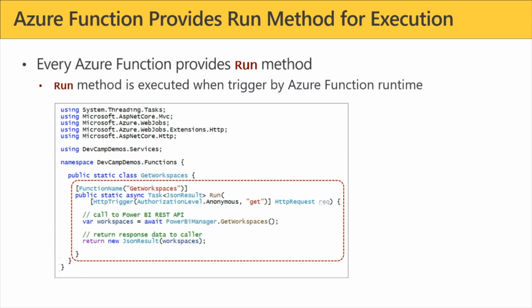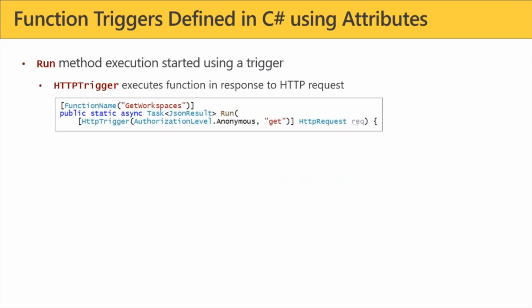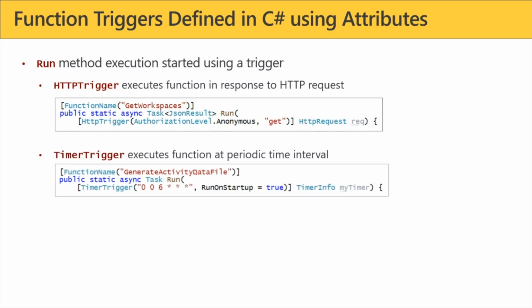Okay, now you'll also see that inside of the run method, we can define triggers. If I take a look at the screen up here, one of the things that I can see is that there is an HTTP trigger right here. And notice that this is the first parameter. And the idea is that when you use C#, you get to define parameters and put attributes on them to define your triggers, and as we'll see in the next slide, the bindings as well. Look down here, and here is a timer trigger.